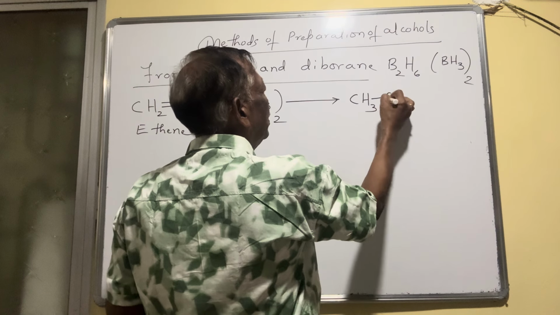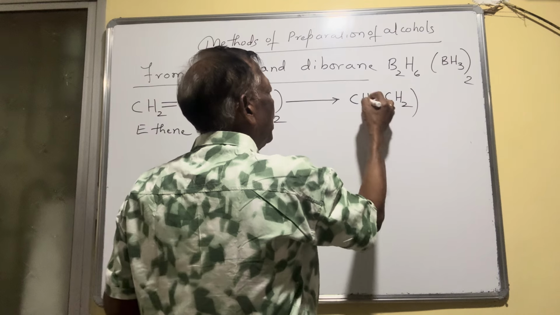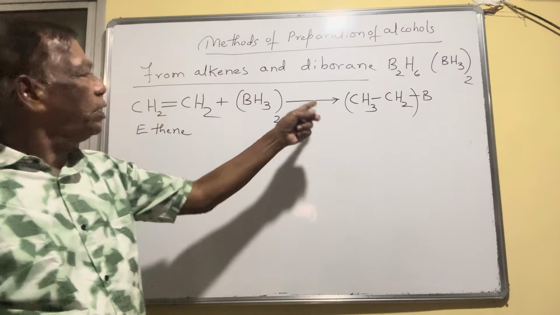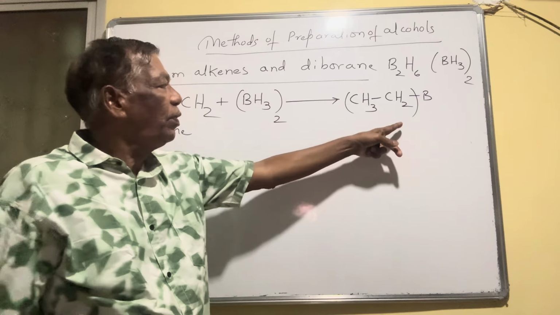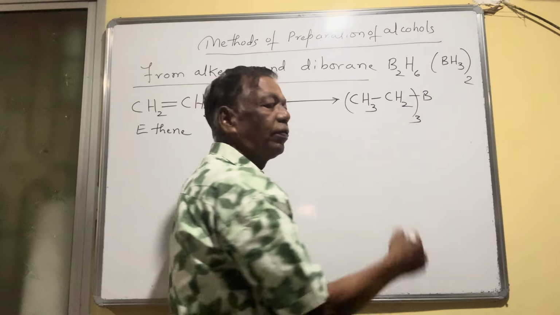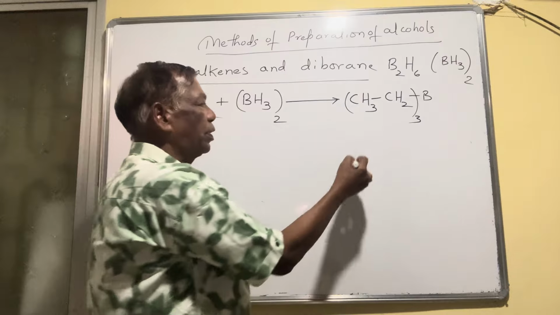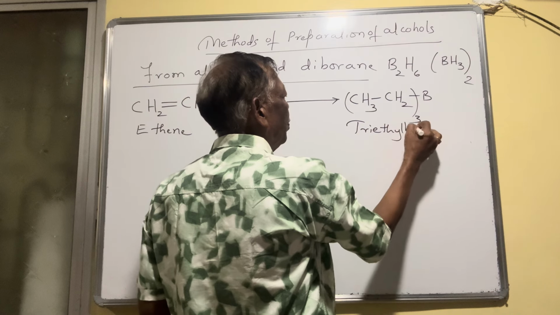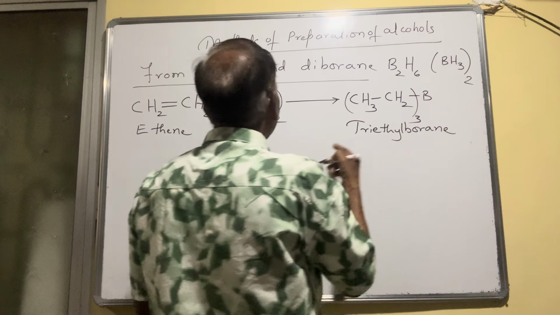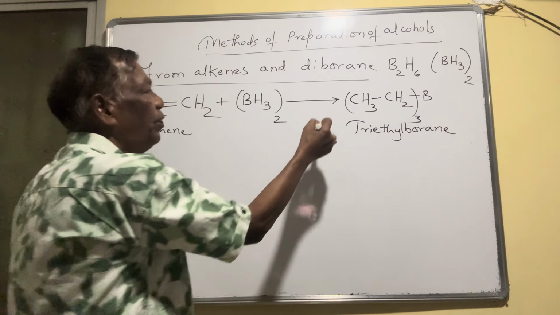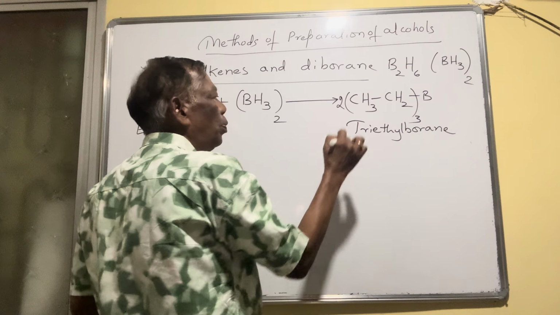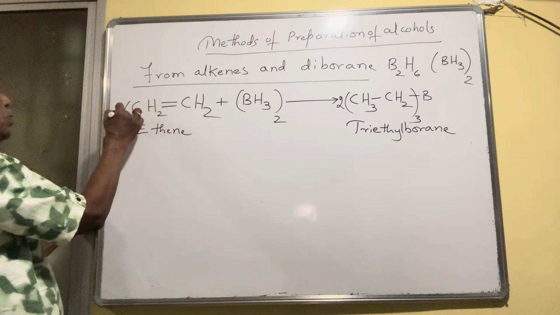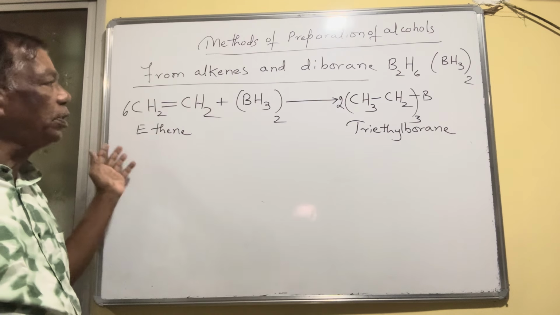Single bond CH2, and I said boron is added to one carbon. Now since the valence of boron is 3, I will write the entire part here as 3. This is called triethyl borane. Now since this is B2, we'll balance it by putting here 2. When I put this 2, the whole thing becomes 6 here. Now see whether the equation is balanced so far.